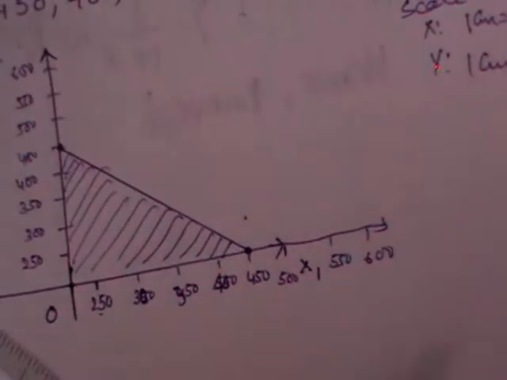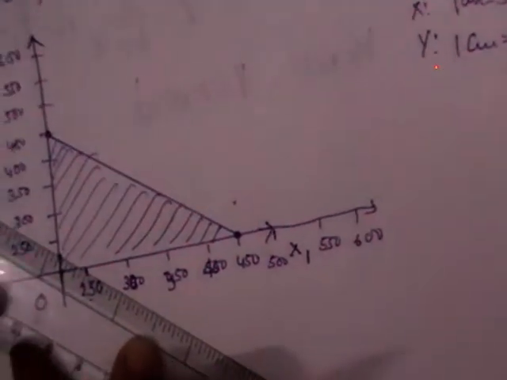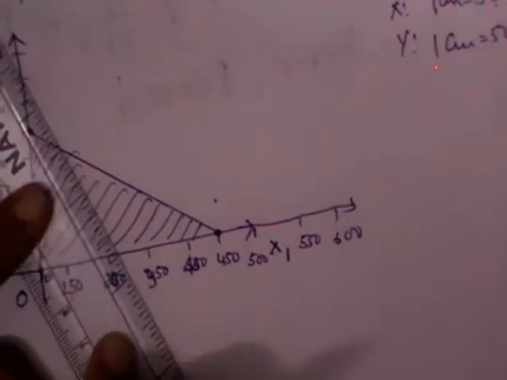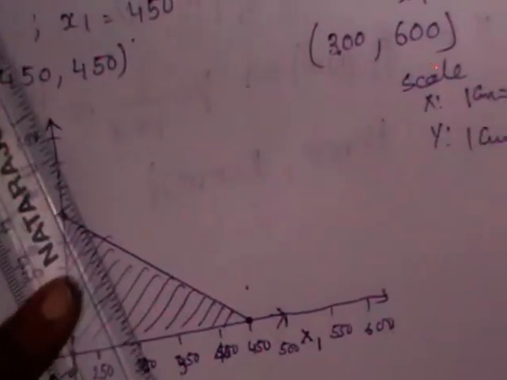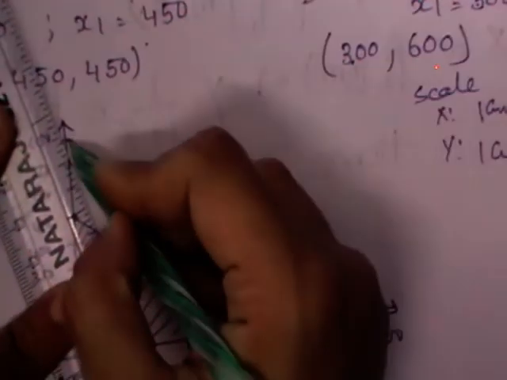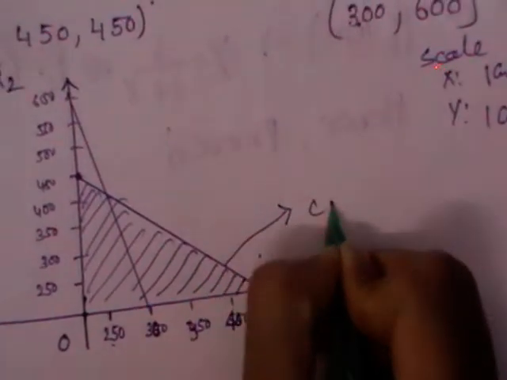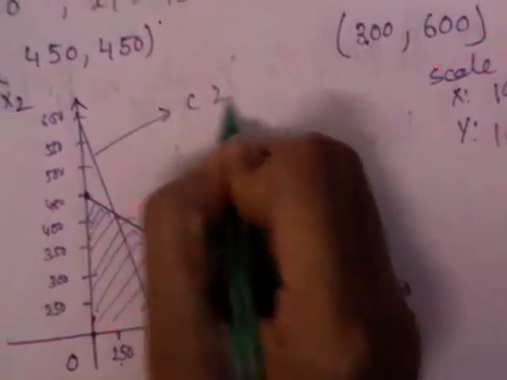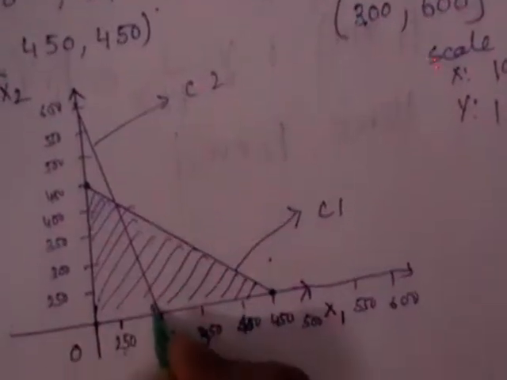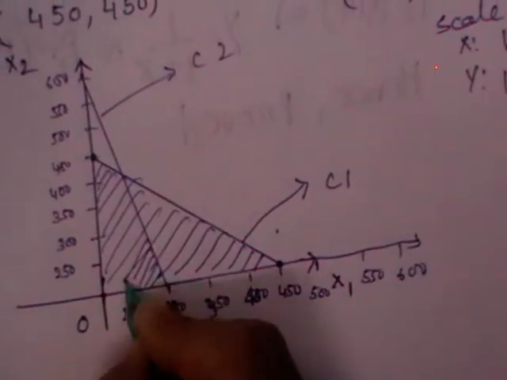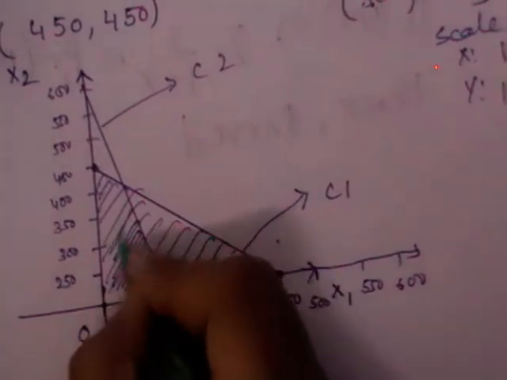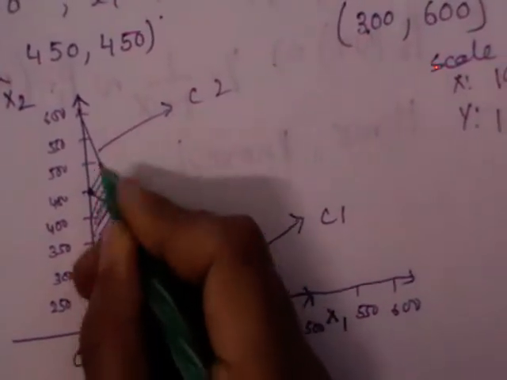What is the second constraint you have? 300 and 600. Here 300 and the other one here is 600 on the y-axis. Try to join those 2 points. You will get the second constraint. This is constraint 1 and this is constraint 2. What is the nature of the second constraint also? Less than or equal to type. I hope you will get this region representing the second one.